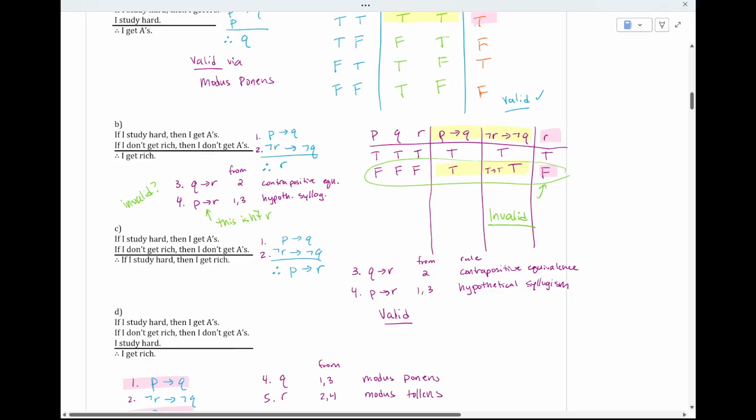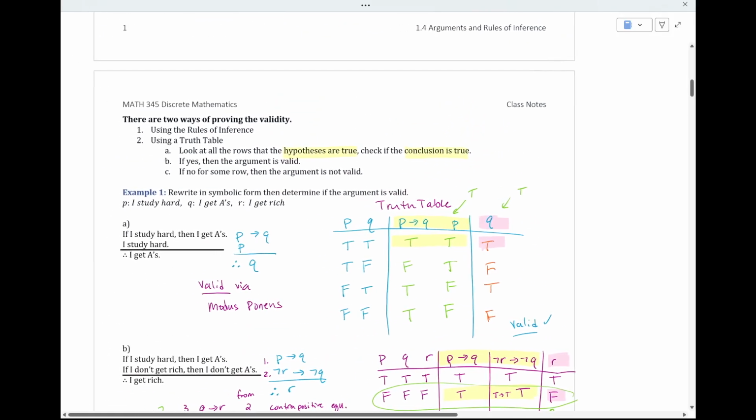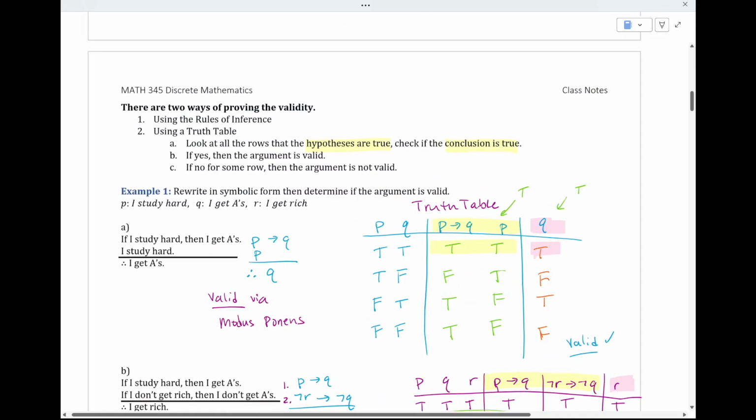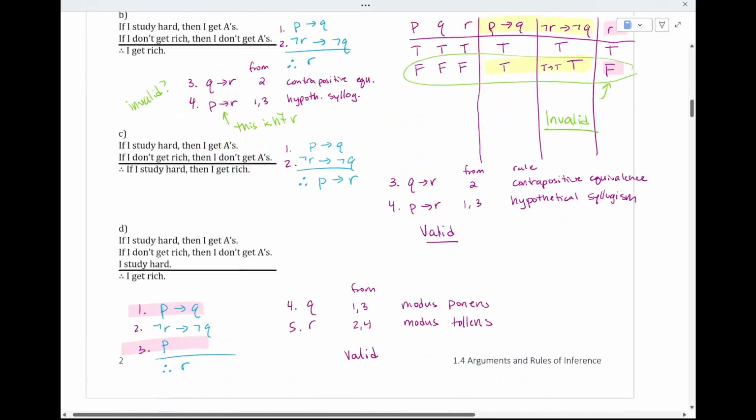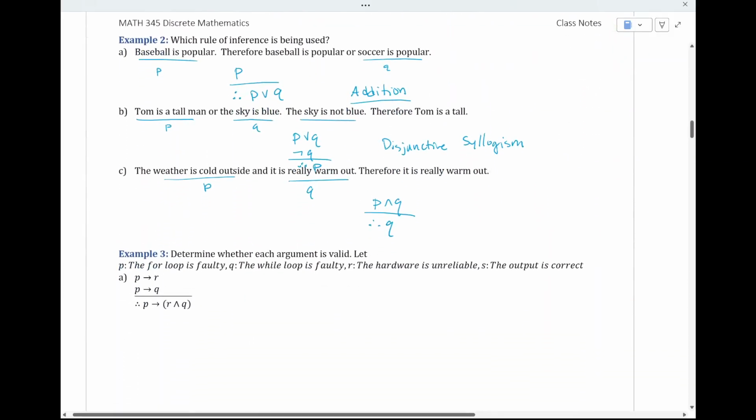That one was, whoops, did I just zoom out? I didn't mean to do that. Let me zoom back in. That one was simplification. Here it is. P and Q, therefore P. Or Q and P, therefore Q. This is simplification.